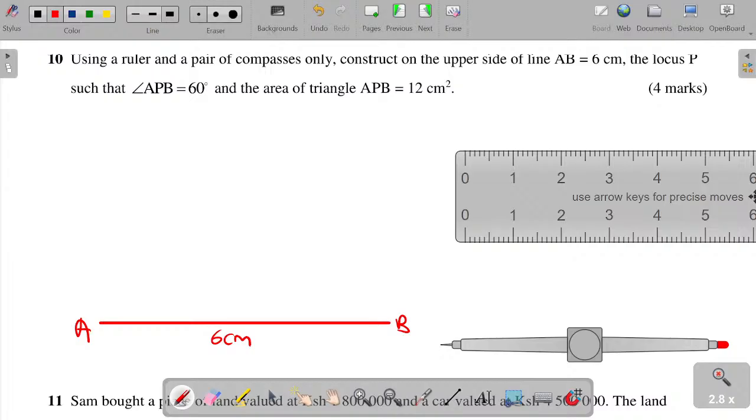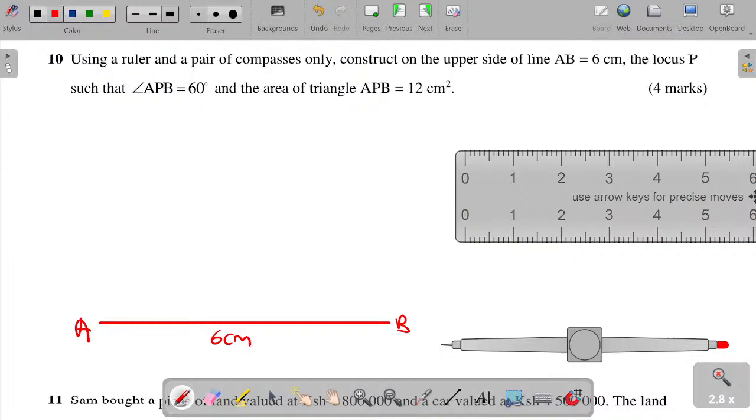Now, dear learners, when you look at this question, it is saying using a ruler and a pair of compass only, we need to locate locus P such that angle APB is 60 degrees. How are we going to achieve this?